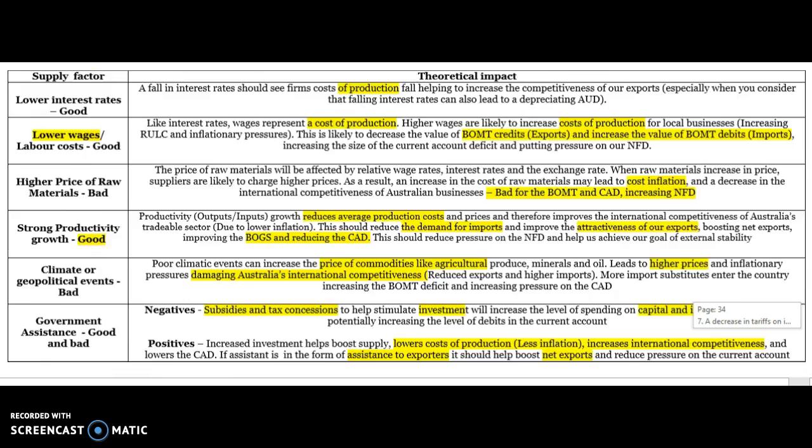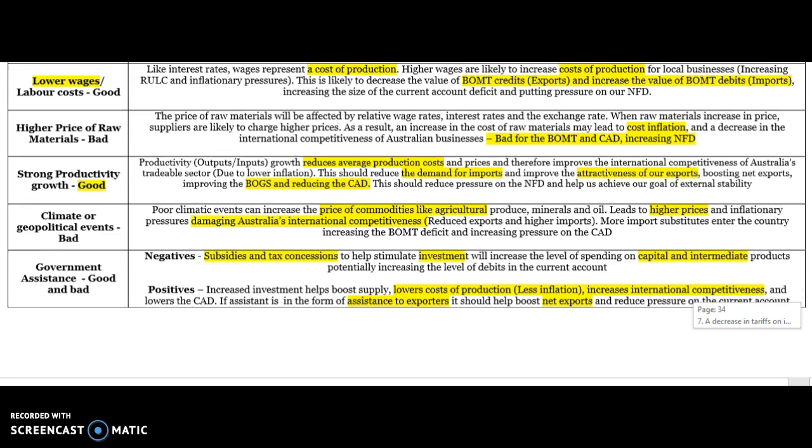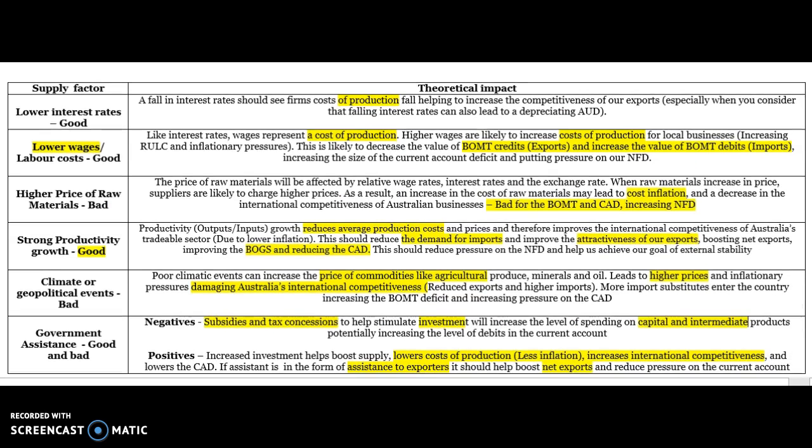So most of these supply side factors we've looked at, it's basically just talking about how it impacts cost of production, and therefore how that will impact prices and how that impacts international competitiveness. The hardest ones are the exchange rate and interest rates, and linking them to both the good and bad effects that they can have.